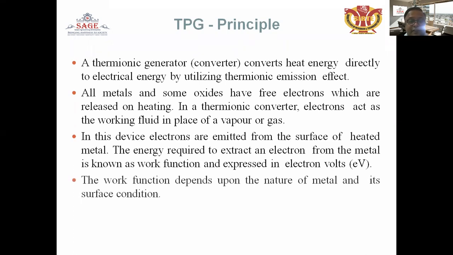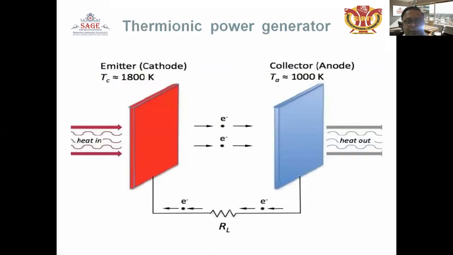In this device, electrons are emitted from the surface of the heated metal. The energy required to extract an electron from the metal is known as the work function, expressed in electron volts, represented by a small e and a capital V. The work function depends on the nature of the metal and its surface condition. This is the thermoelectric power generation presented in the diagram.